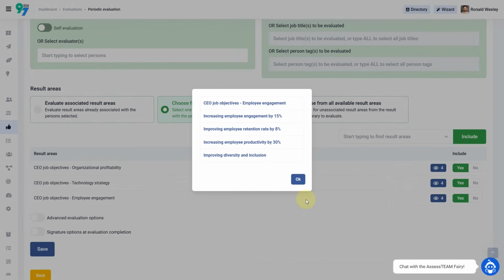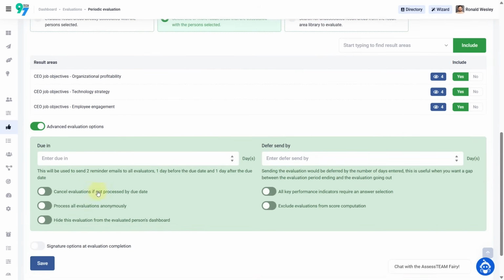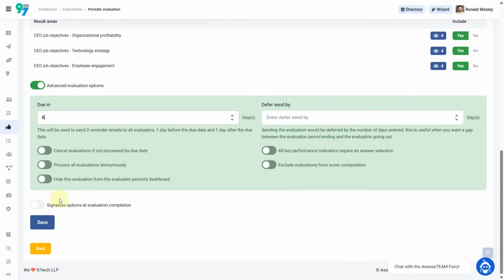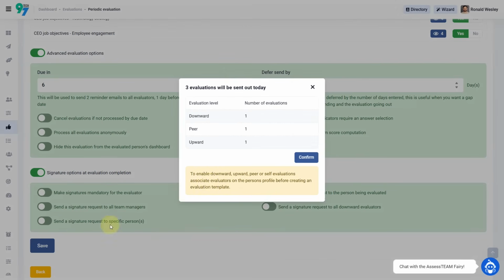The HR leaders will evaluate the CEO on KPIs, such as increasing employee engagement, improving employee retention rate, increasing employee productivity, and improving diversity and inclusion. With advanced customization and signature requirements, your evaluations are tailored and authenticated.